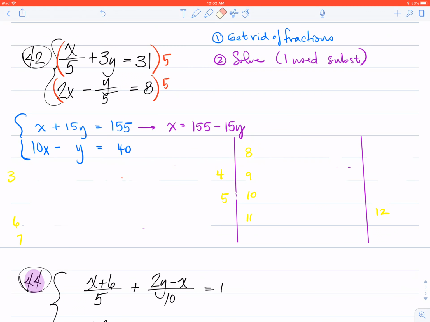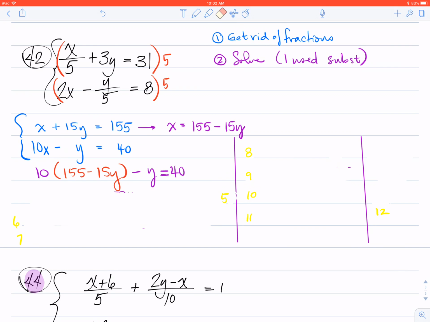Okay, so the next thing then is let's go ahead and use our substitution. I'm going to take whatever x is equal to, and I'm going to plug it in for the x in the second equation. So that's next in my steps. I have my 10x, only I'm not going to write x. I'm going to write what x is equal to, minus y is equal to 40. So let's fill in what x is equal to, 155 minus 15y. And then I'm going to simply start solving.